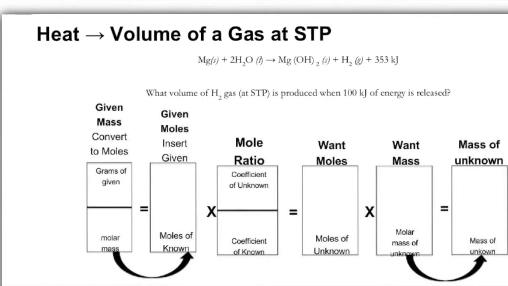Now we're going from heat to volume. So when I'm starting with heat, okay, I can again skip this step because there's no number of moles, there's no conversion to moles. All I'm doing is taking the amount of energy I'm given here, which is 100 kilojoules, and that's where I'm starting. I'm starting as if I've already got the number of moles.